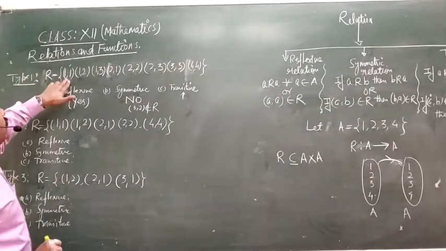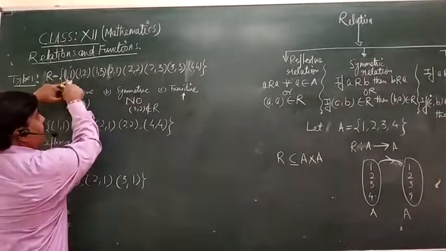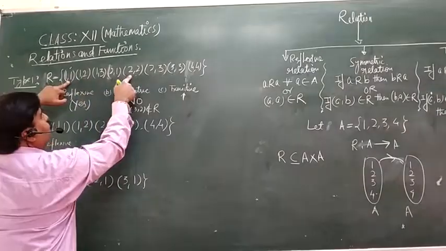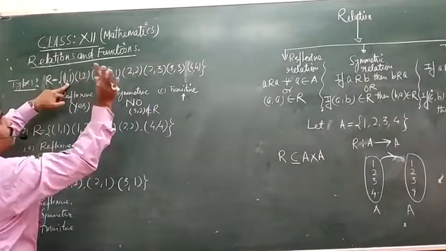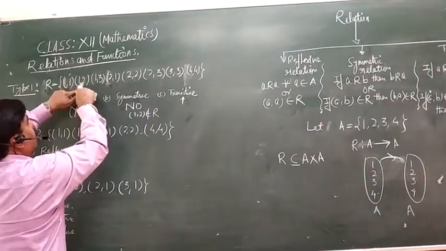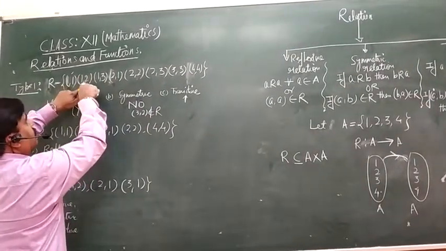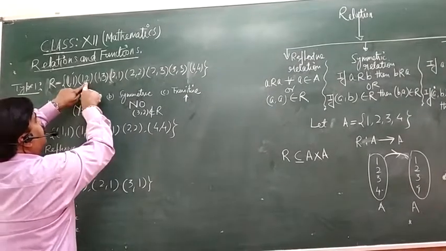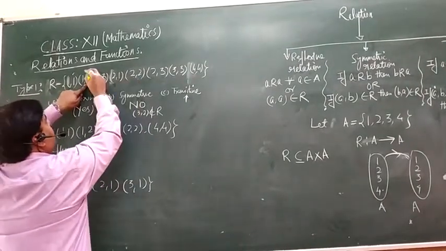If you want to leave these ordered pairs like doublets, you can leave them: 1, 1, 2, 2, 3, 3, 4. Leave this one only. Just look at here now. 1, 2 belongs to R and 2, 2. See now here.